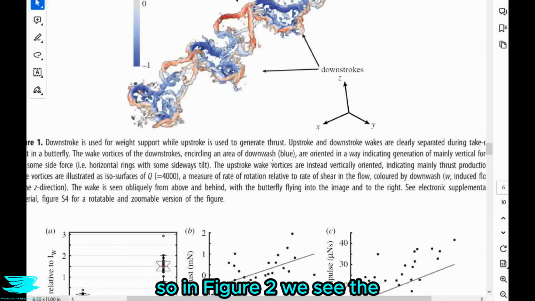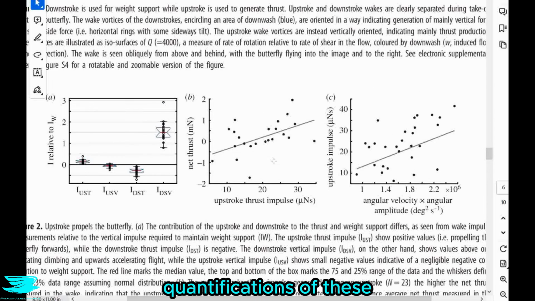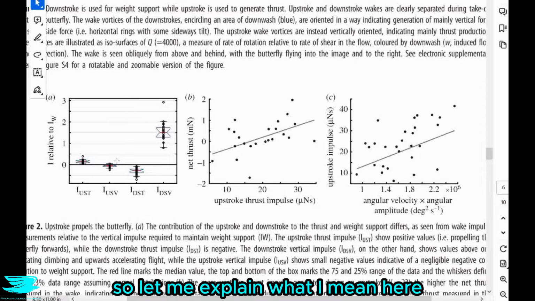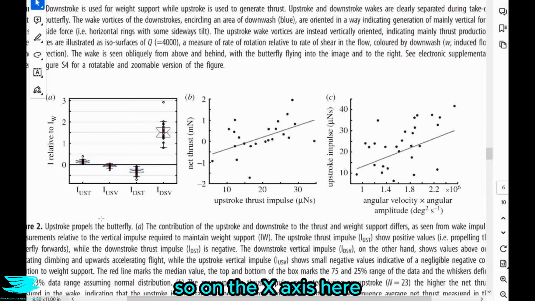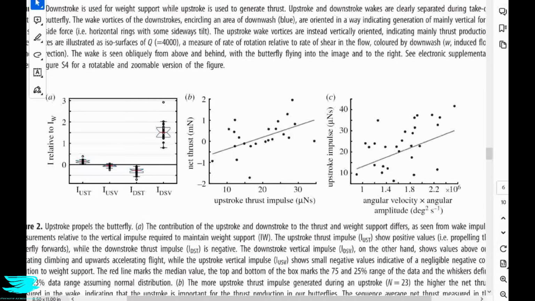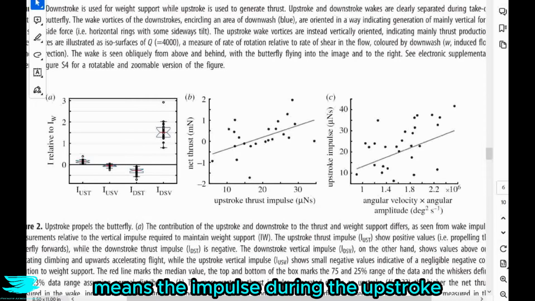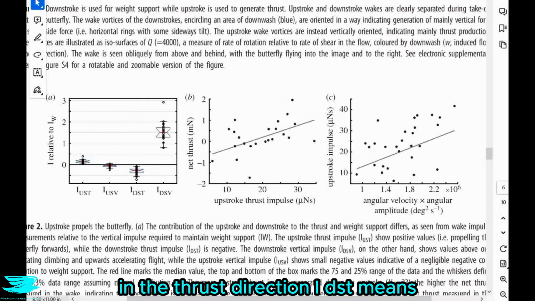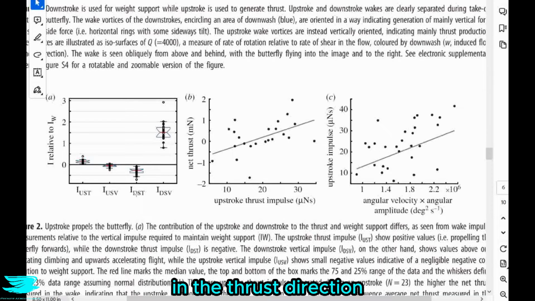So in figure 2, we see the quantifications of these thrust and lift productions. And I'm not quite sure what figure 2a is showing. So let me explain what I mean here. On the x-axis here, we have the impulses in the different directions during the upstroke and the downstroke. IUST means the impulse during the upstroke in the thrust direction. IDST means the impulse during the downstroke in the thrust direction.